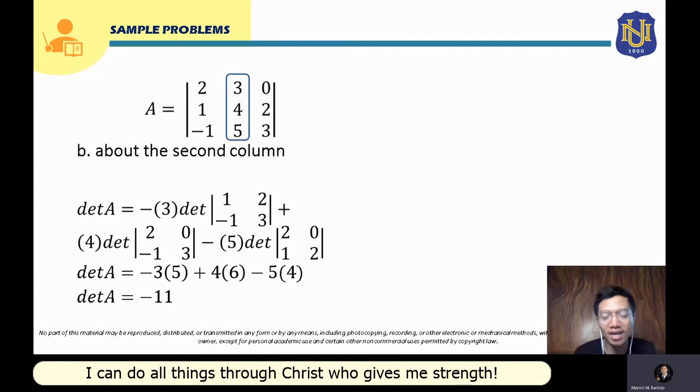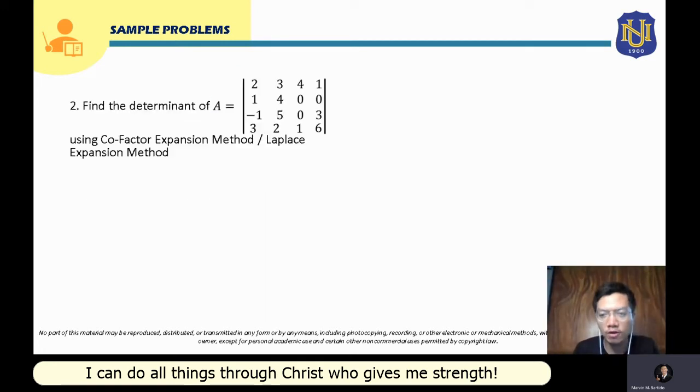So this is the same answer using the first solution, which is expanding the matrix about the first row. Even if you choose another row, whichever row or column you choose to expand the matrix, it will give the same answer. So this will now be the answer: the determinant of A is negative 11.